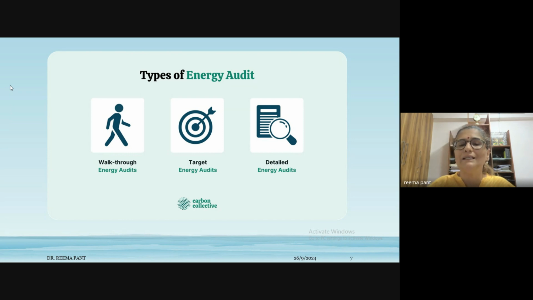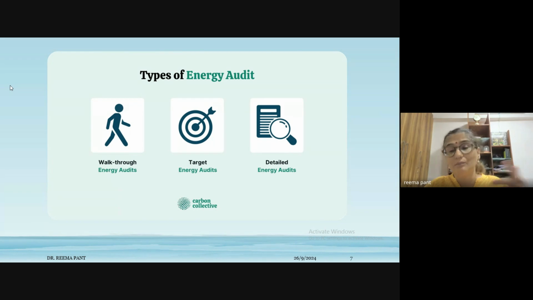And last is the detailed audit. So after you've done that, you can also do another detailed audit where you take account of each and everything, where the walkthroughs and targeted audits are also included. And finally, you make a collective report, which is comprehensive and takes care of almost all the energy aspects in your institution. And that could also include the renewable energy aspects.